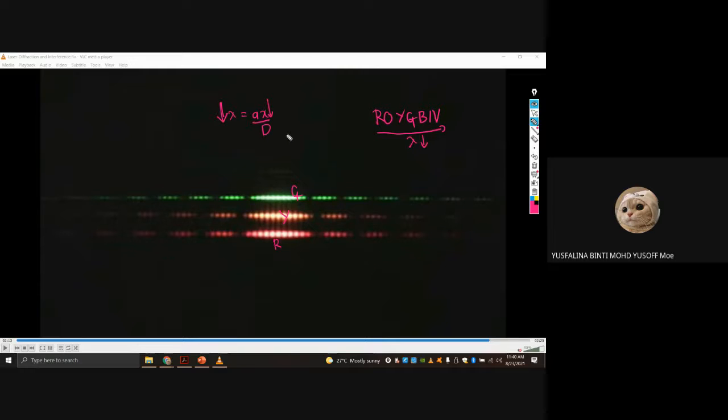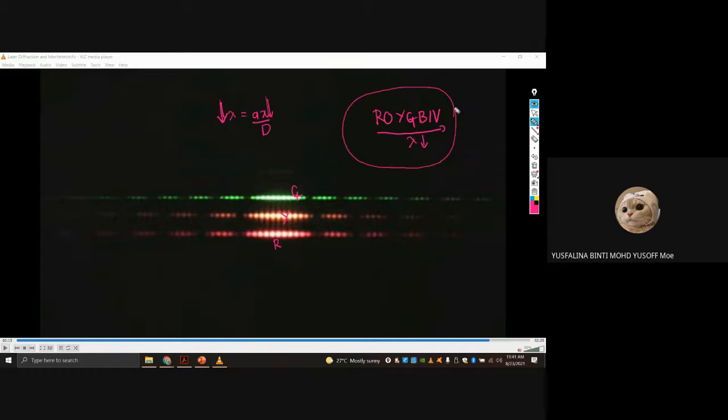What will happen if you change the wavelength? If you decrease the wavelength of the light, when the wavelength is shorter, the X becomes shorter. So you can see here, especially at the middle, it becomes shorter. So that is what happens if you use different colors.